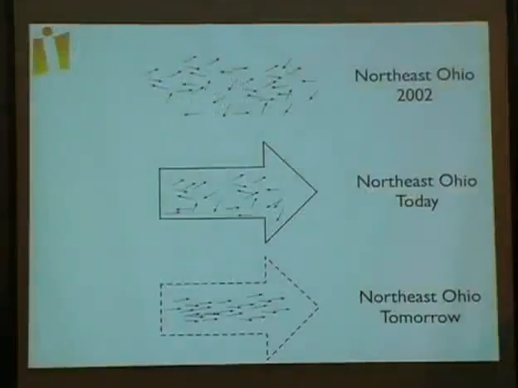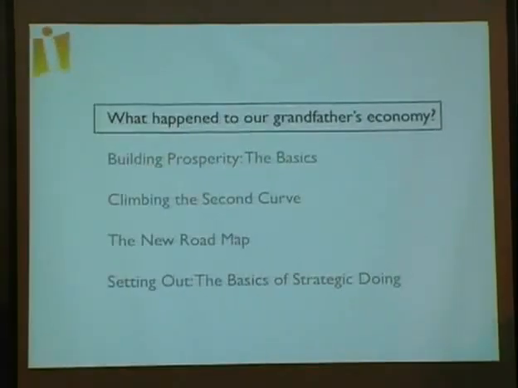If you look at Northeast Ohio in 2002, the top frame essentially shows you what it was like. It was a bunch of arrows heading off in different directions. What we've got now in Northeast Ohio is a vision imposed from above about what Northeast Ohio should be. It's not really going to work. And what we're heading for is a more aligned sense of direction, sense of innovation. And we're going to tell you how to get there.